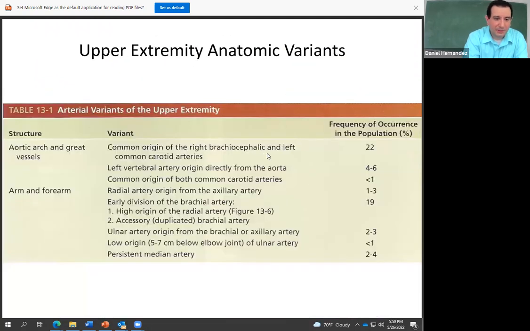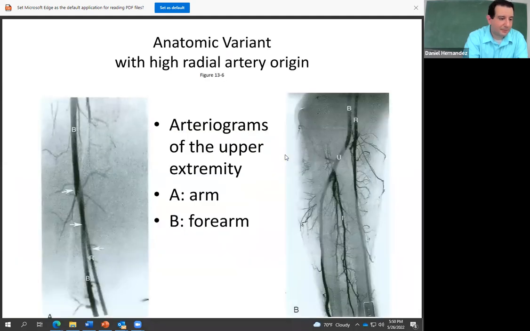Just mentioning their occurrence for anatomical variants. So again, there are anatomical variants that do exist. In this case, this patient had a very high origin for their radial artery. They had the brachial artery coming down and then just an ulnar artery in the forearm, and the radial artery connected somewhere higher up on the brachial artery. So it wasn't the normal, nice bifurcation and split where we typically see it. Just remember that anatomical variants could exist.